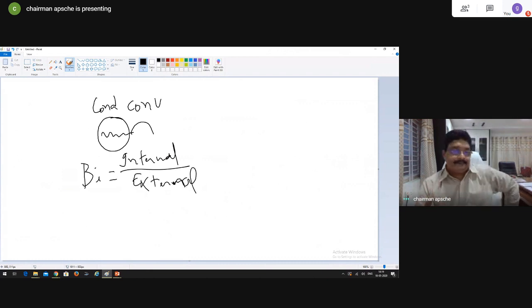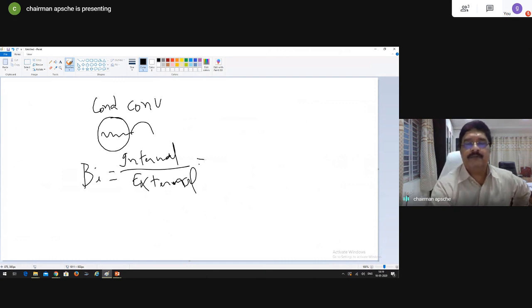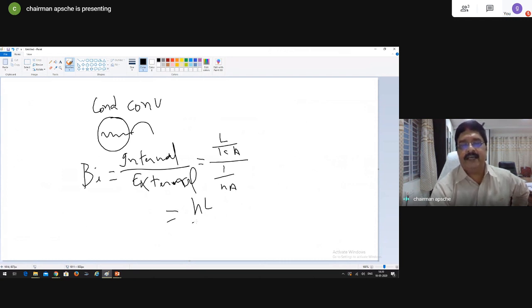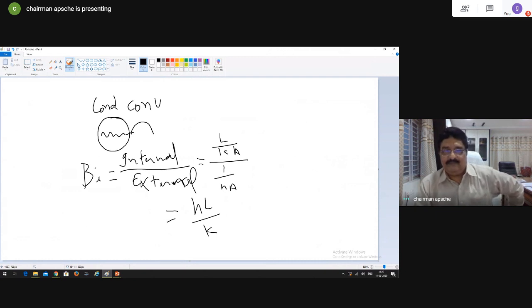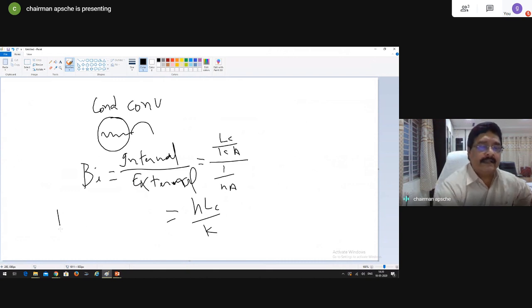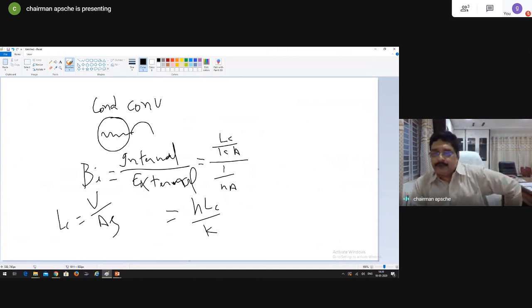External. Right. What is internal? Internal is within the solid. What is external? Outside the solid, that is convection heat transfer. Within the solid, we know the conduction resistance is L by KA and the external resistance is 1 by hA, and therefore we got this equation, hL by K. Here, L is the characteristic dimension. How is it calculated? Lc is equal to volume divided by surface area.